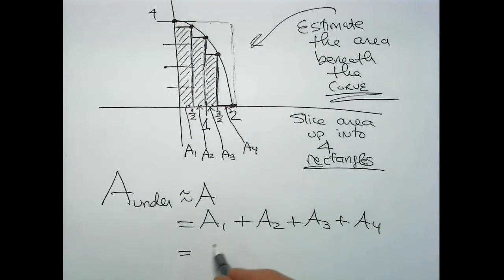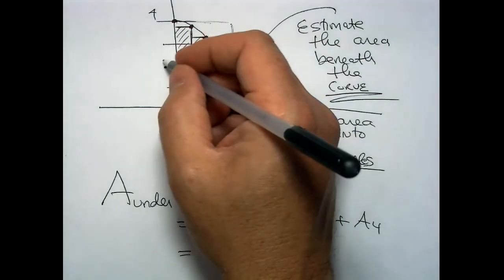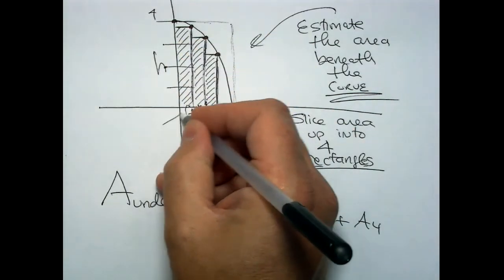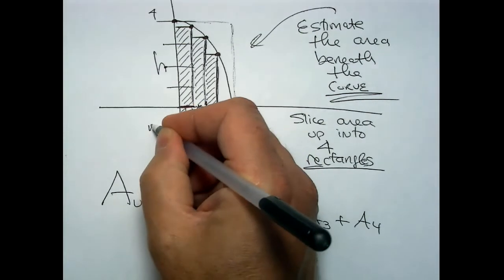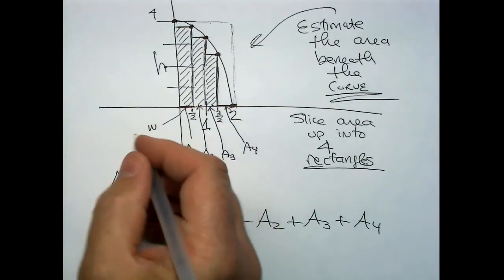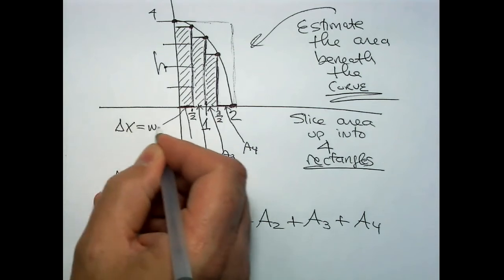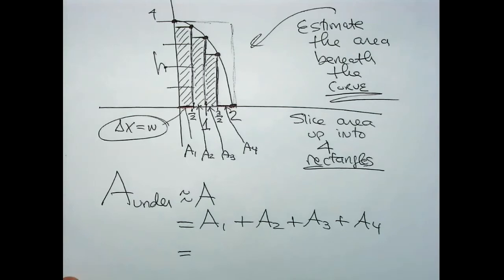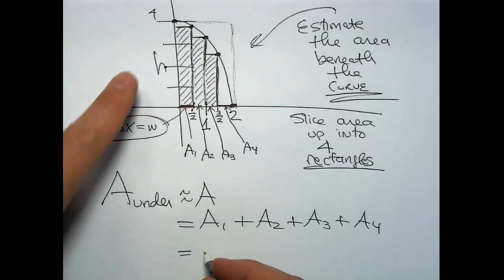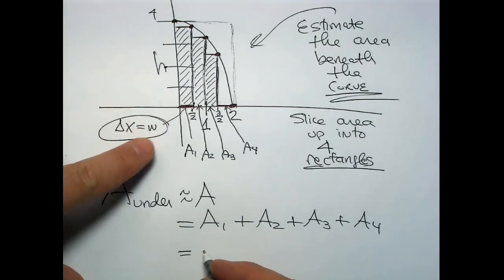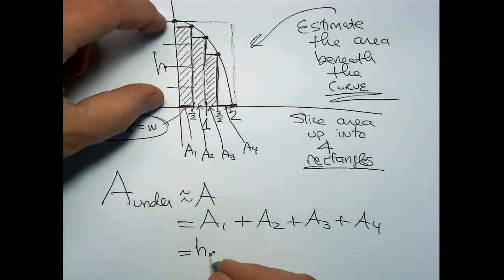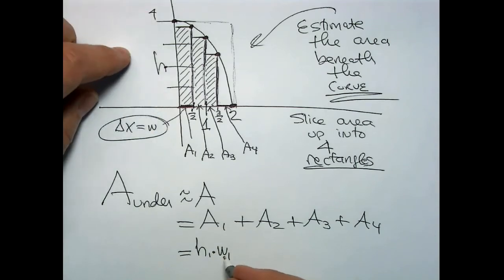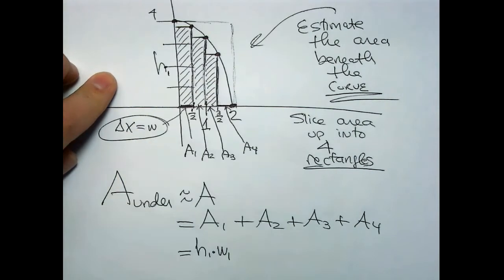Each area has a length and a width, or a height and a width. Let's call this the height, and let's call this right here the width. Now I'm going to refer to the width as delta x because it is a little bit of a change in x down there. Let's go ahead and calculate all of these widths and heights. Let's start with the first one. That would be height 1 times width 1. And this would be height 1 right here.